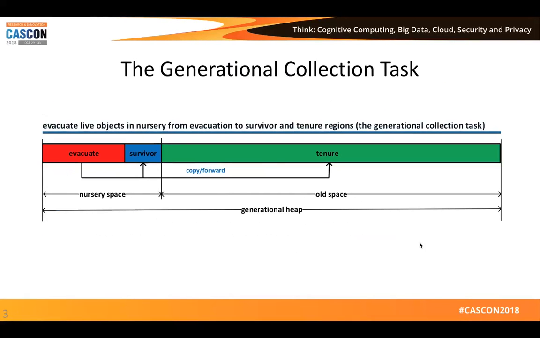And the generational hypothesis, what makes this all work, is that most objects die young. So we're going to allocate most of our objects in the nursery space and dispense of them in the nursery space as well. If objects survive long enough, they are considered persistent, and persistent objects move into and get copied into tenure space. Now, there's a basic operation that does the copy. It's called copy forward.